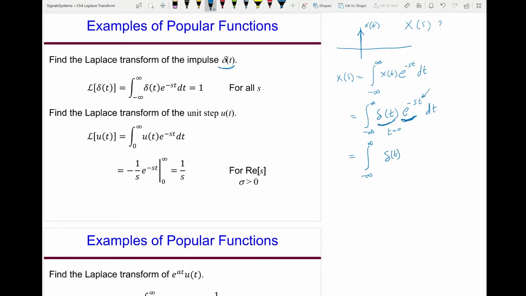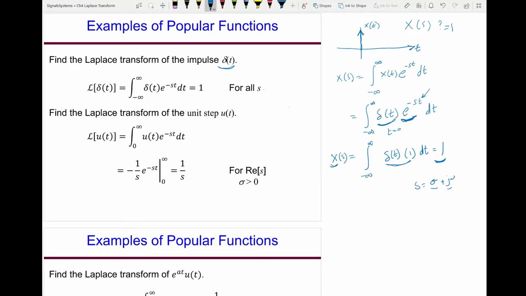So if I plug in t equals 0, this will be just 1. Now the integral of an impulse, you just get the area under the impulse, which is always 1. So that's x of s. So for an impulse in the time domain, the Laplace transform is 1. What does that mean? That means for all values of sigma and omega, x of s will always be 1.